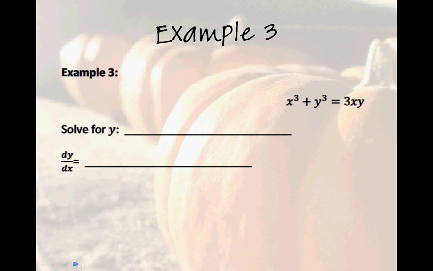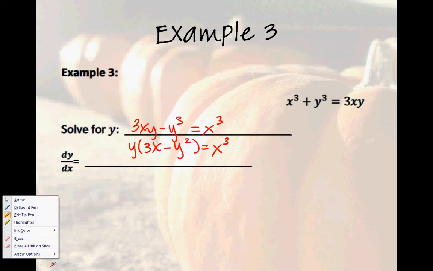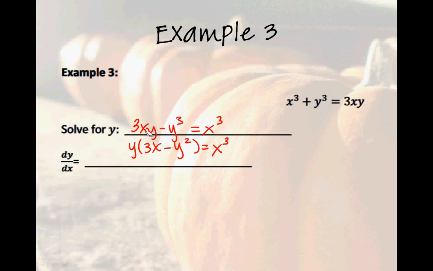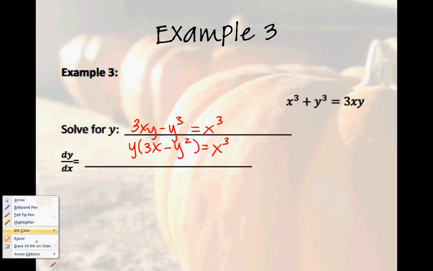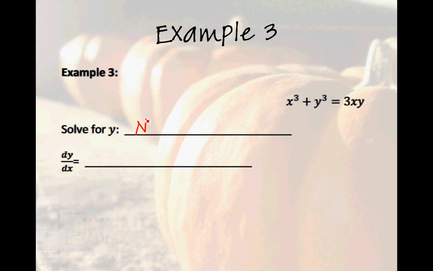Okay, so here you could try to put the y's together. So you get a 3xy minus y cubed equals x cubed, but now what? If you try to factor out a y, like we did in the first one, you still have this. That doesn't help us at all. And there's really not a lot you can do. You could try solving a quadratic or things like that, but it's not a practical situation. So we're going to put here, oops, let me erase this. I'm going to write not practical to solve for y.